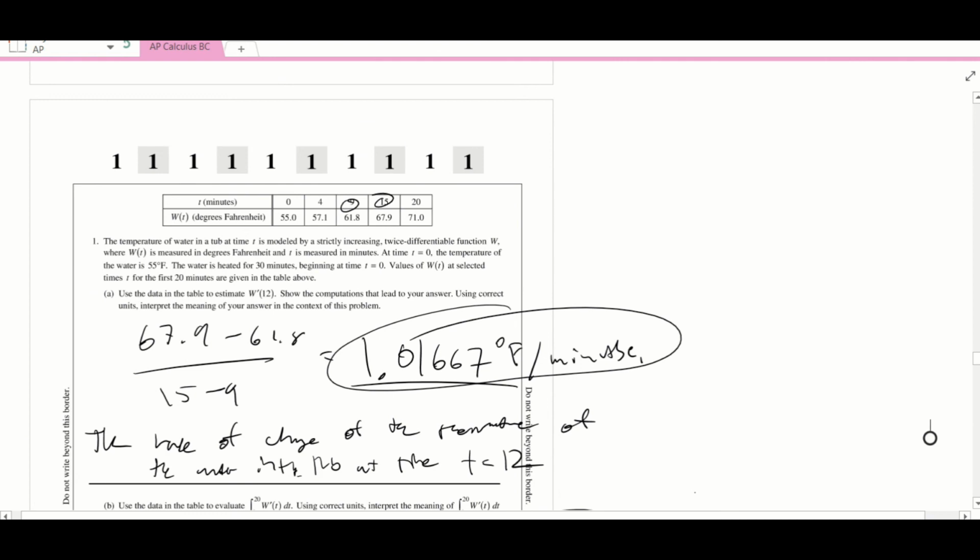You don't really need to manage your time as much because you have 2 problems and 30 minutes, but make sure you don't spend as much time on each problem as possible. It's not as time intensive as the MCQ, but you still need to manage your time. So that's all I have for section 1 of the free response.